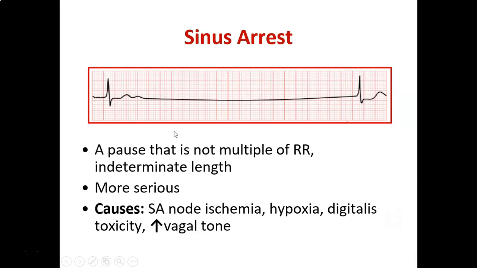So sinus arrest and sinus block, if you see the difference, in case of sinus block, the pause was a multiple of RR, but in case of sinus arrest, a pause is not a multiple of RR, but it's indeterminate length. It's a more serious condition, and causes may include sinus node ischemia, hypoxia, digitalis toxicity, increased vagal tone.